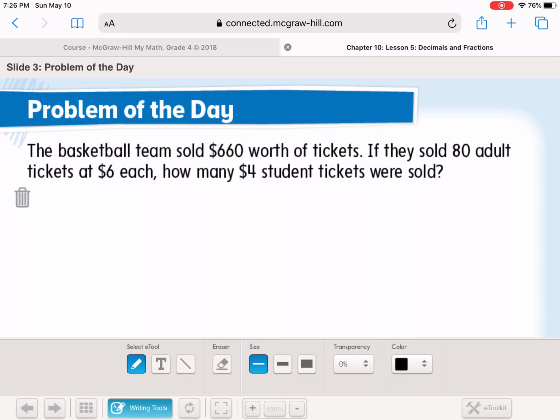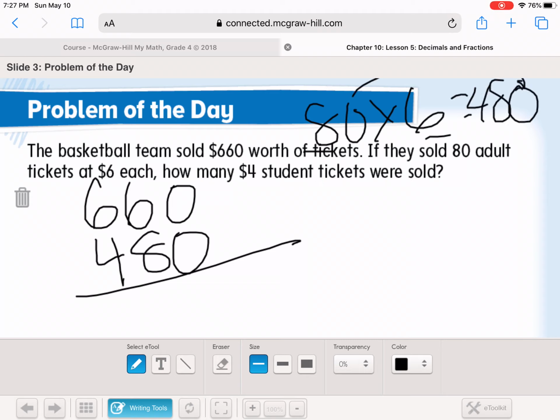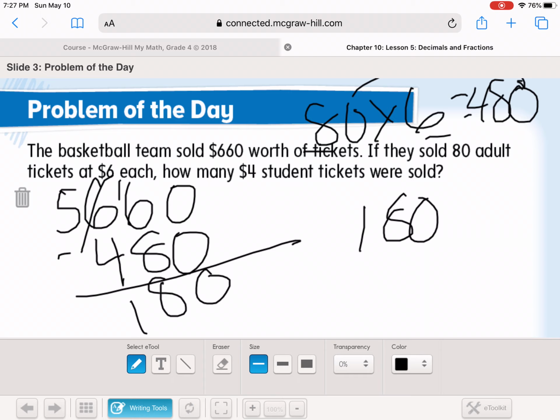The basketball team sold $660 worth of tickets. If 80 adult tickets were sold at $6 each, which would give them a total of 480, because 8 times 6 is 48. Just bring my 0 over, 480. Okay, so I'm going to subtract that. So we have 180 left over. So now we need to divide that by our 4.